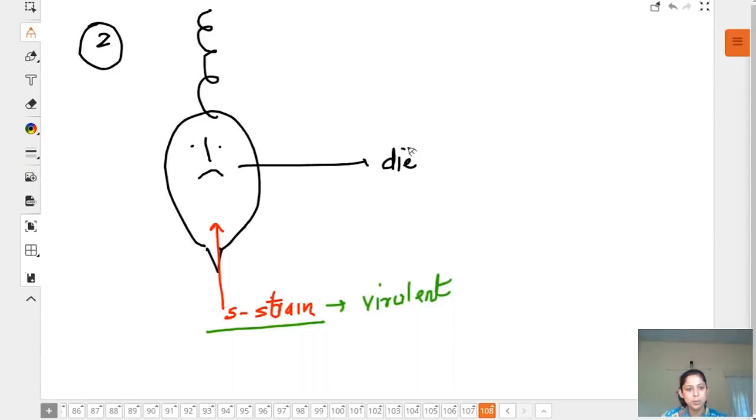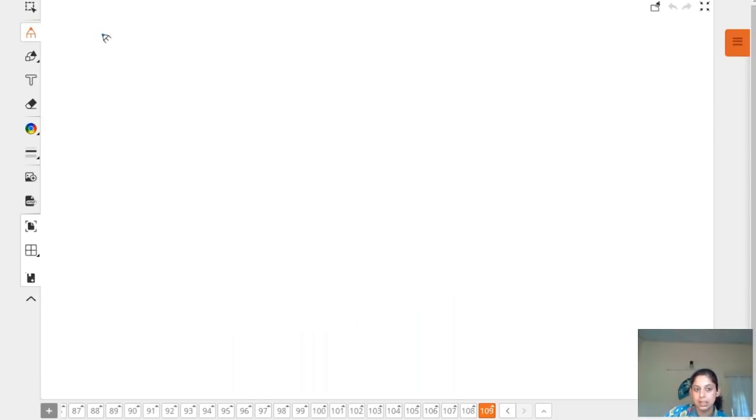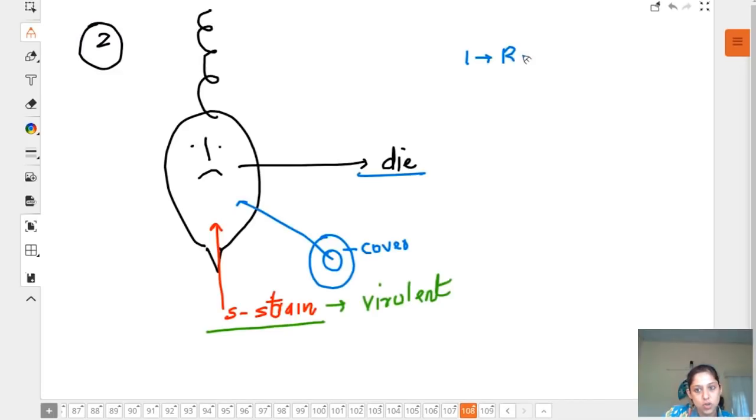Are you getting my point, everybody? It's going to die. Why? Because it's the S strain. So this is how the bacteria is with a cover. The body can't see it. It will attack the body. Third experiment. What did he do? So let's revise the first and second first. Quickly. The first one, you give R strain, mouse lives. Second time, you give S strain, mouse dies.